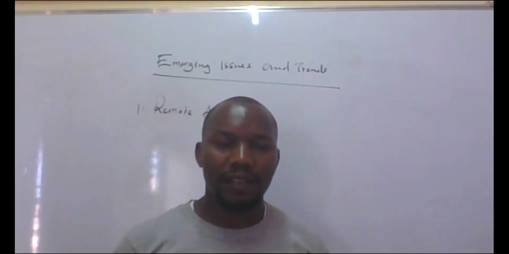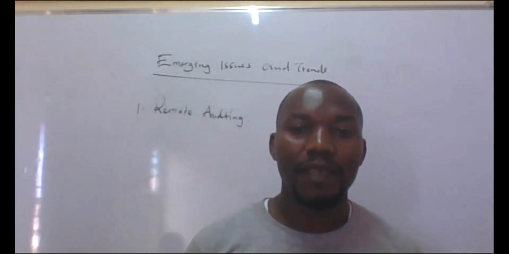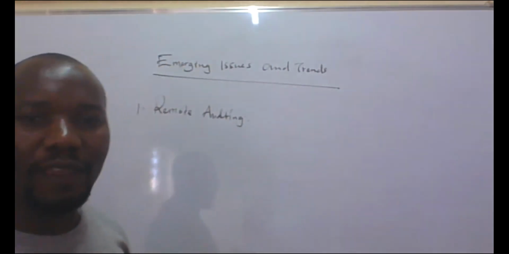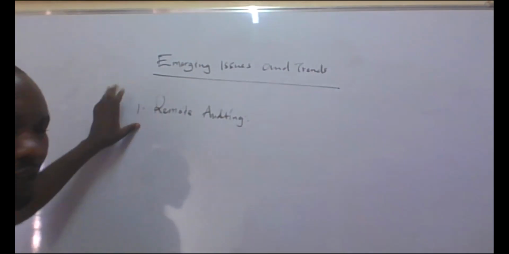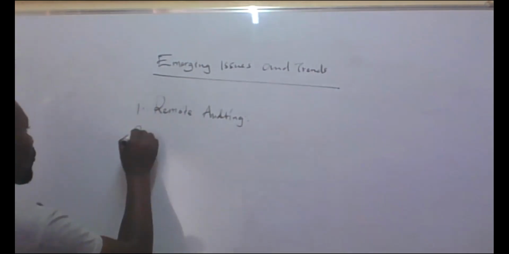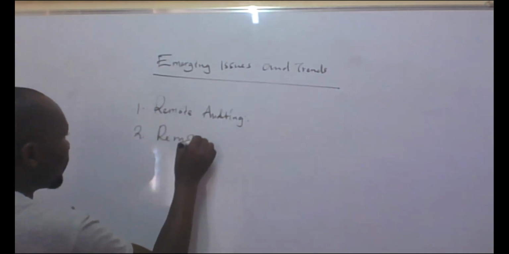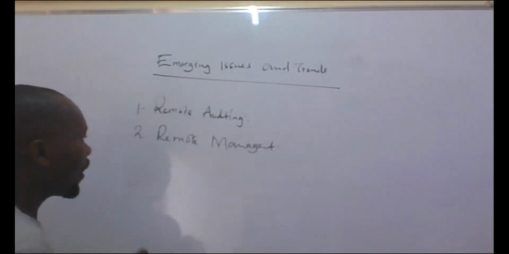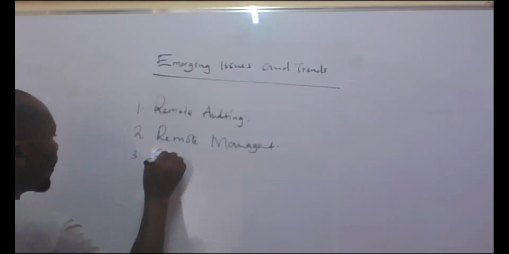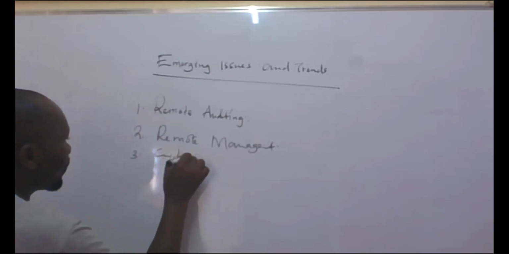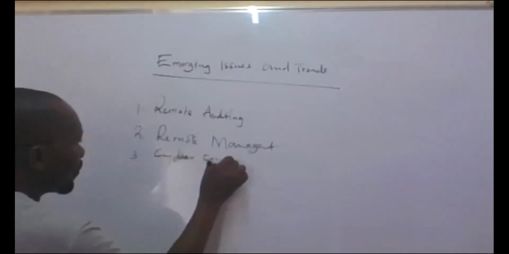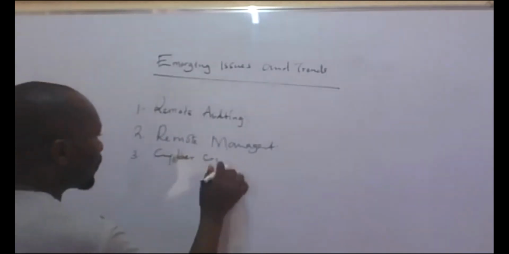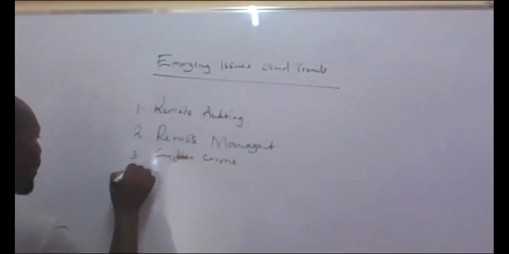So I was saying that these are some of the areas that will always come in exam, and in every past paper that you can check, you'll always get such questions. Some of the things that will always come in exam are remote auditing, that is one, remote management or supervision. Those are things that can come. The next one is cyber crime.